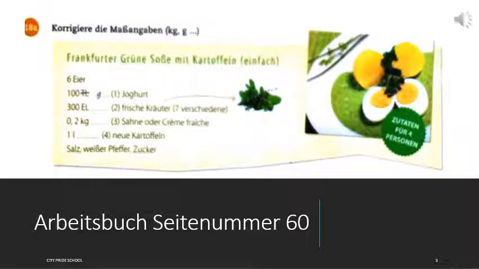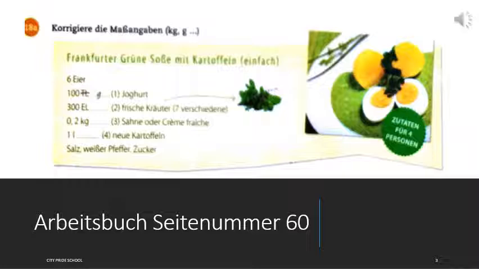Aufgabe 18a, korrigiere die Maßangaben. They have given the wrong measurements and you are supposed to write the correct measurement. So before you write the correct measurement, I will just explain to you the meanings of these words. Frankfurter grüne Soße mit Kartoffel. This is the name of that recipe. Soße is sauce, Kartoffel is potatoes. Einfach means this is a simple recipe. And in that box, in that picture, it is given Zutaten für 4 Personen. These ingredients are for 4 people.